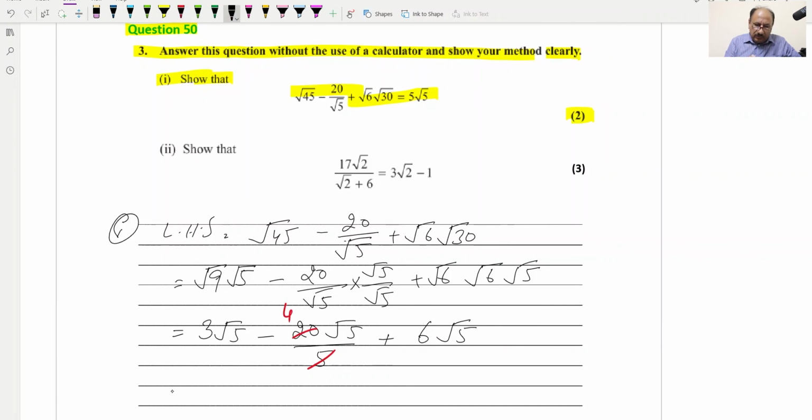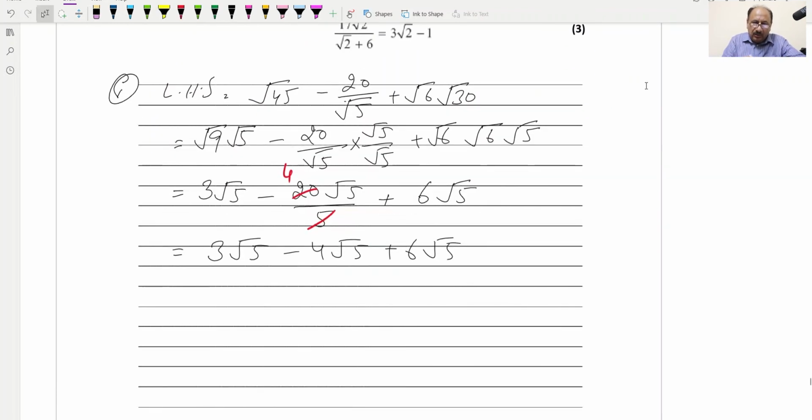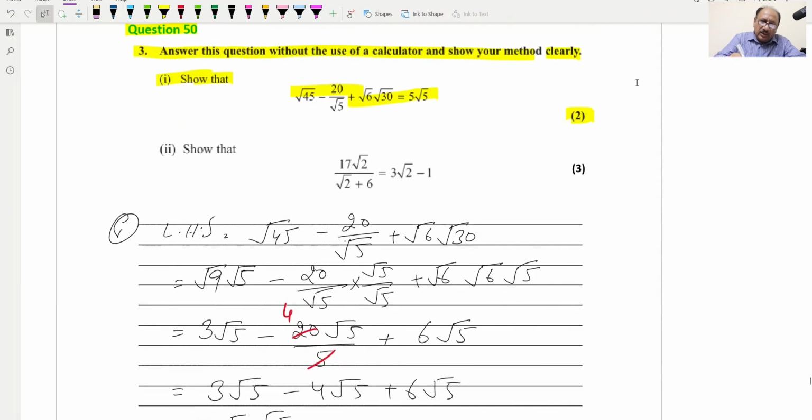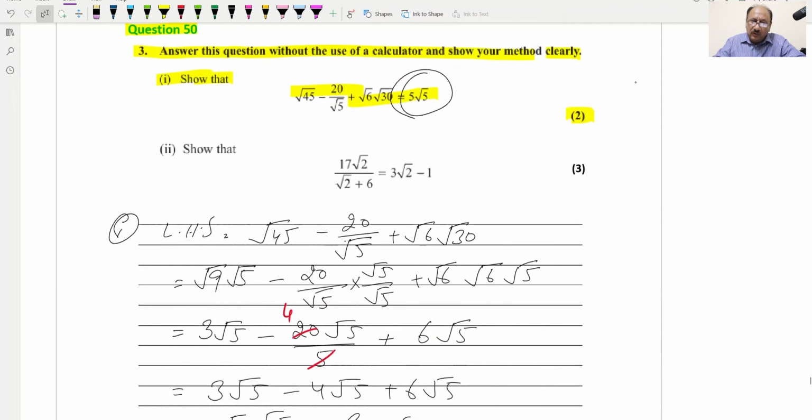Now we can rewrite it as 3 under root 5 minus this will be 4 under root 5 plus 6 under root 5, and this will be 6 plus 3 will be 9. 9 under root 5 minus 4 under root 5 will be 5 under root 5, which is right hand side, so we can write this equal to right hand side. This is done, and this was a 2 marks question.